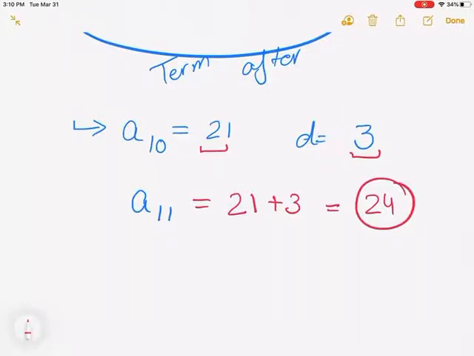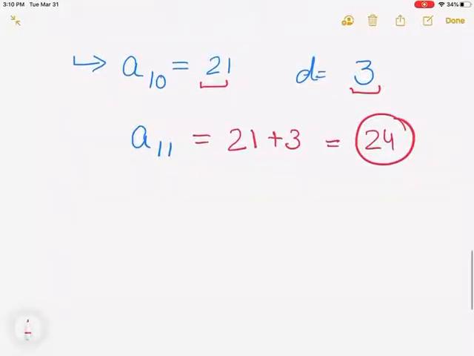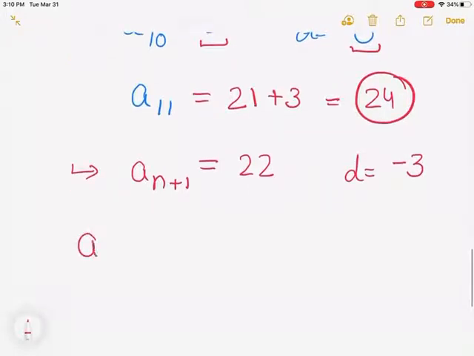Here you go. Let me put this problem up a different way. Let's say I have a sub n plus 1, which is the term after, is 22, and the difference is, let's just say, negative 3 this time. All right. And I'm solving for the nth term. N plus 1 means you know the term after.